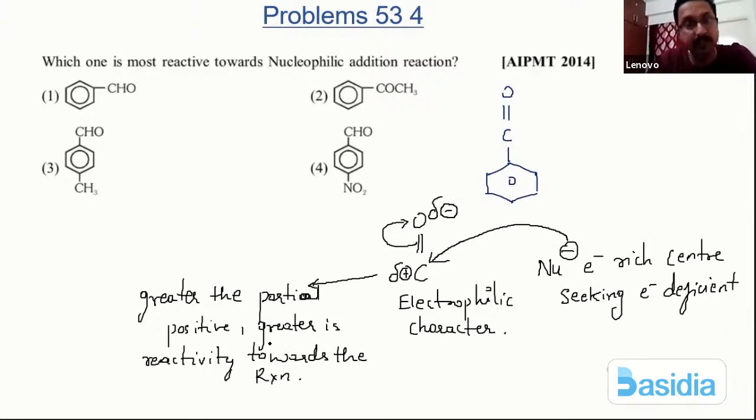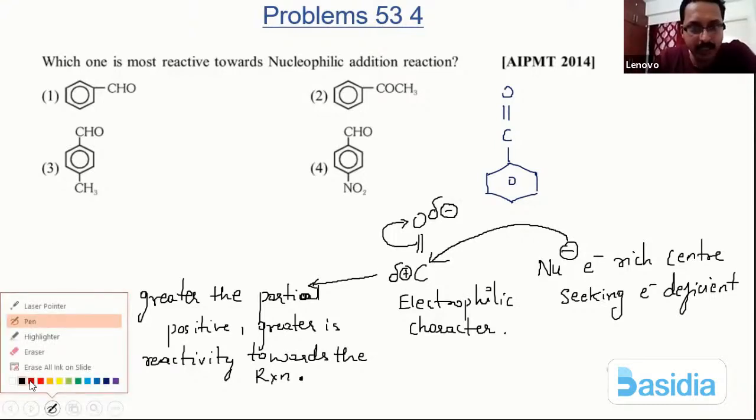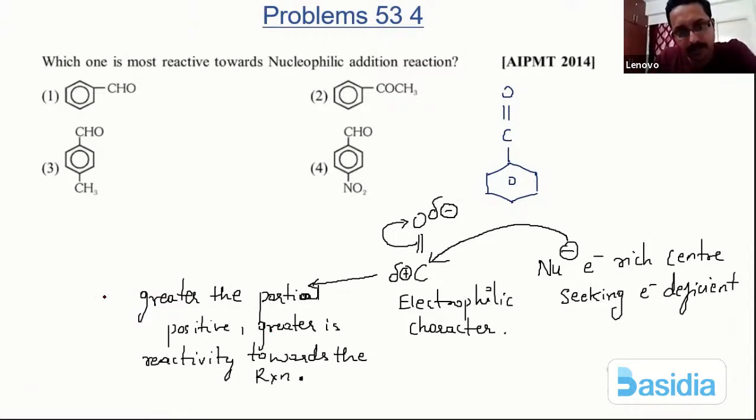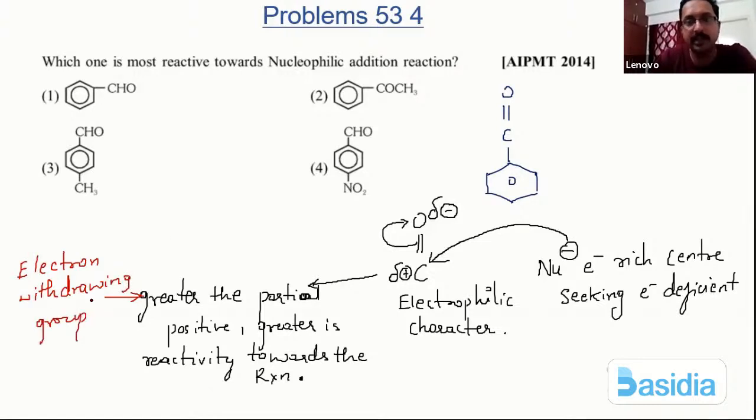Greater the partial positive charge, greater is the reactivity towards the reaction. That means if you increase the positive charge on the carbon, the nucleophile is going to attack it easily. Now, who can increase the positive charge? Greater positive charge, who can develop it? It can be developed by an electron withdrawing group. An electron withdrawing group can develop more and more partial positive charge on the carbon.